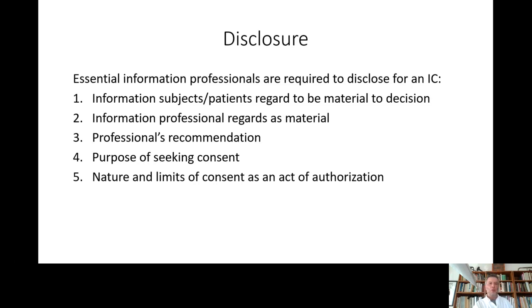So, what sorts of information are properly required or to be disclosed to a subject or patient? Five types. First, information that the subjects or patients themselves regard to be material to a decision. Second, information professionals regard as material to the decision that concerned. Third, the professional's recommendation. Fourth, the purpose of seeking consent. And fifth, the nature and limits of consent as an act of authorization.